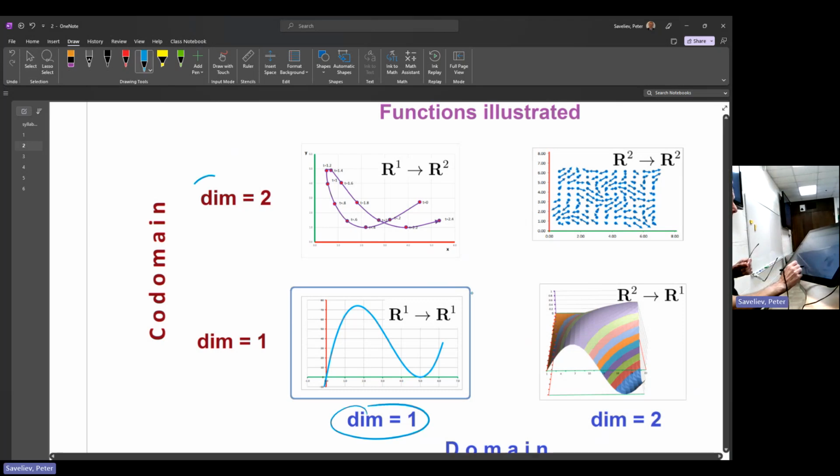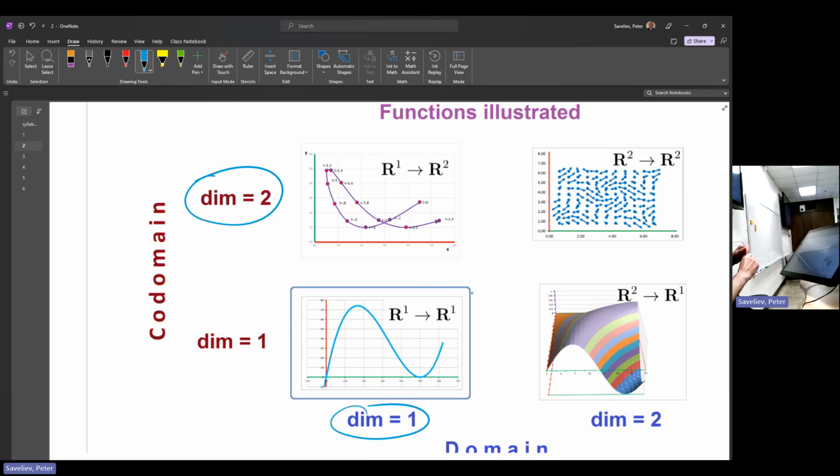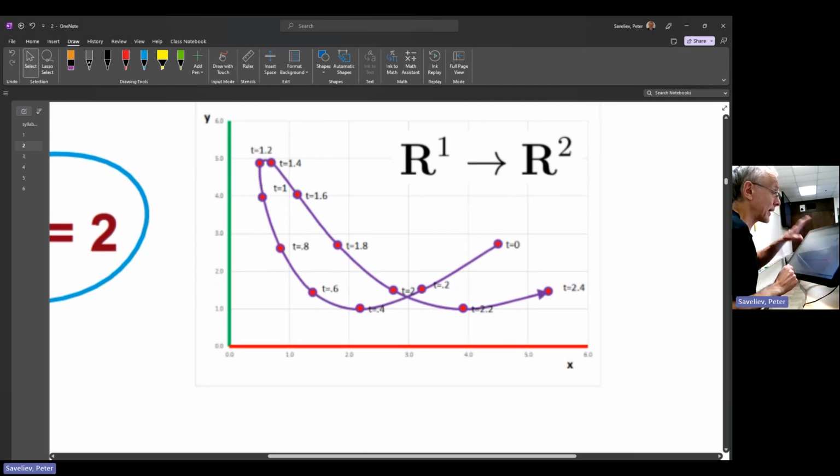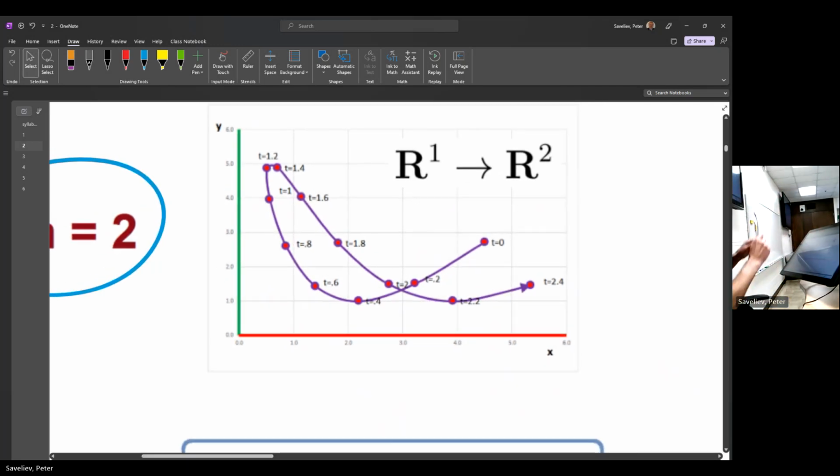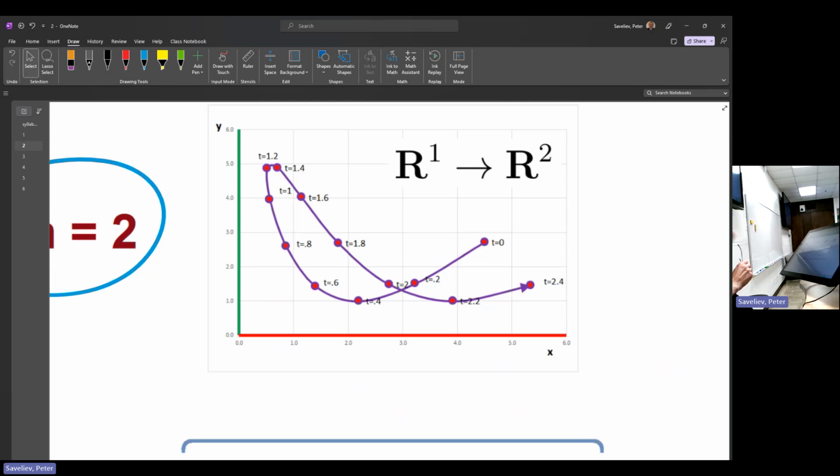Input 1, output 2. The two dimensions is the plane. Where's the third, the dimension that refers to the input? Do you see it? Look carefully. Let me zoom in for you. You see it now? You see?